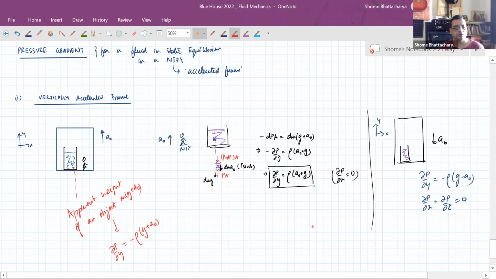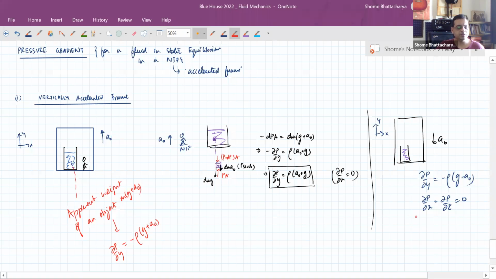Sir, what if a was equivalent to g? If it was free falling, the elevator. Yes, so the pressure gradient becomes zero. Very interesting case. Sir, what will happen to buoyant force then? We'll come to buoyant force. First, understand the pressure gradient. If there's no pressure gradient, buoyant force is zero.